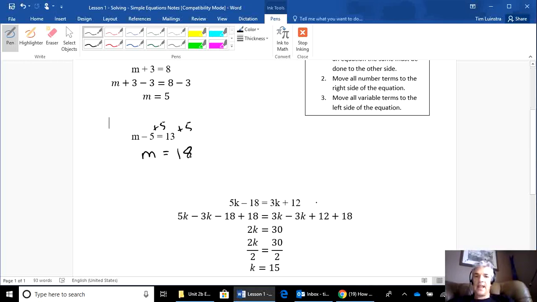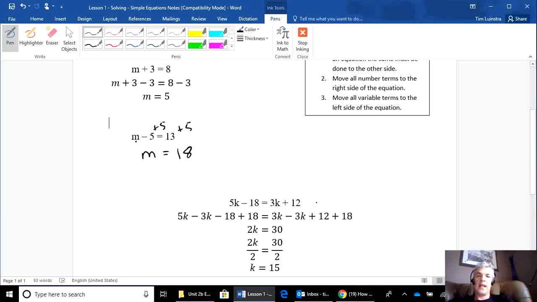If we were to take the 18 and put it in for m, we go 18 subtract 5. Oh, that does equal 13. If you were to put that into your calculator, you'd see that those two sides are equal. And that's essentially what we're trying to do. We're trying to find the value of m that will make this statement true.